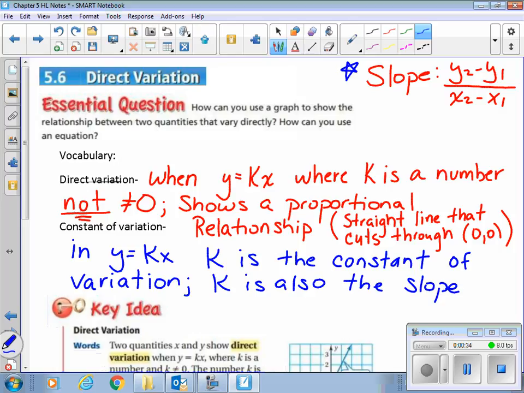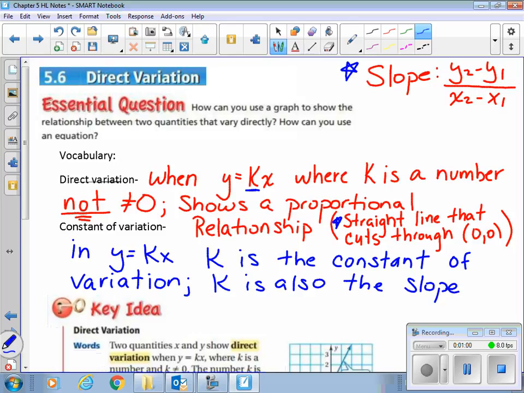We've got direct variation, which is the equation y equals kx, where k is a number that is not equal to 0. So this k here in the equation can never be 0. What this equation does for direct variation is shows a proportional relationship. And if you remember, a proportional relationship is a straight line that cuts through the origin, which we call 0, 0.